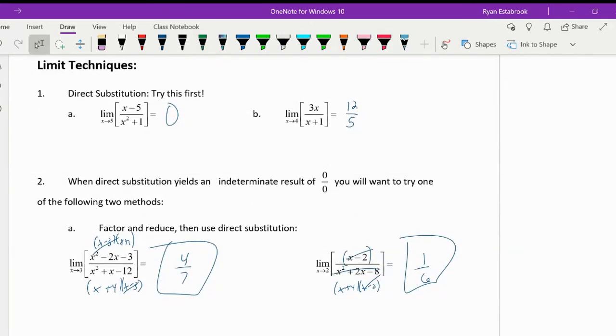All right, so limit techniques. Let's go ahead and try this first one. The first thing you want to do is direct substitution. In other words, plug it in. If you look at this function we have here, this function is continuous, which is really nice for a limit.